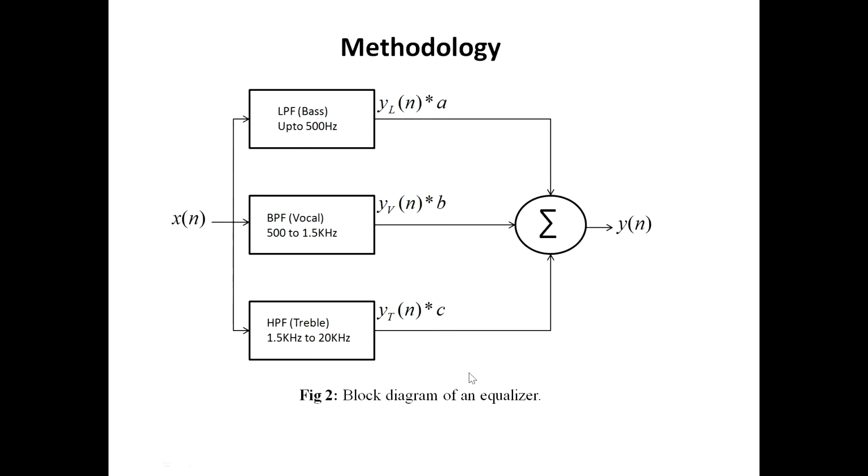For low frequencies we have designed a low pass filter of cutoff frequency 500 Hz, and for mid or vocal frequency we use a band pass filter having a band from 600 Hz to 1.5 kHz, and for high pass filter we use high pass filter with cutoff 1.5 kHz.